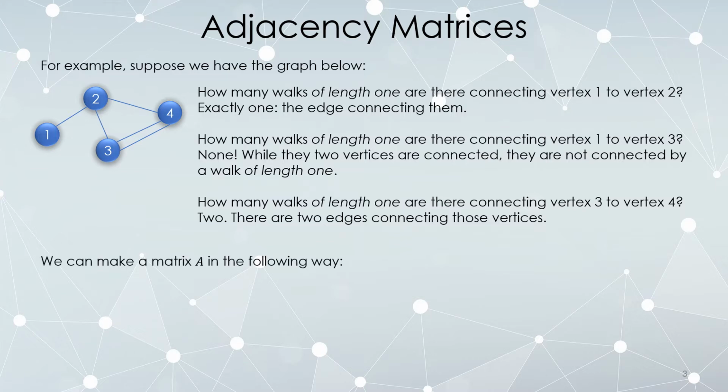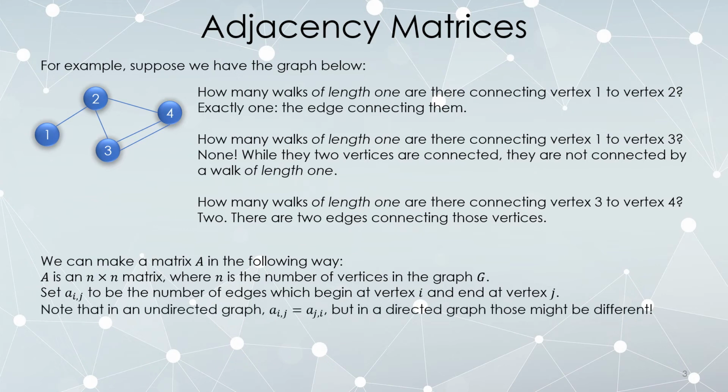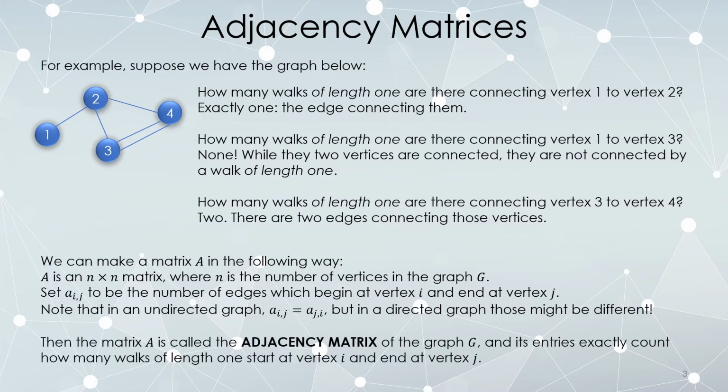So we're going to make a matrix A in the following way. It's n by n, where n is the number of vertices in the graph, and we set Aij to be the quantity of edges that begin at vertex i and end at vertex j. So in an undirected graph, this matrix is symmetric because the number of edges going from vertex i to vertex j is the same as the number going from vertex j to vertex i. In a directed graph, however, it might be different.